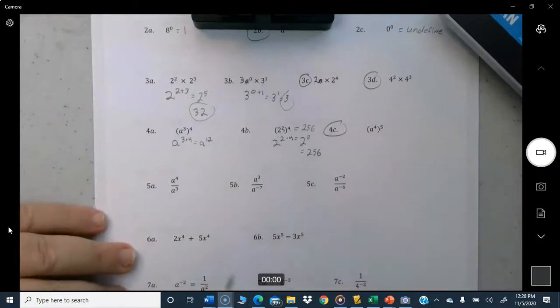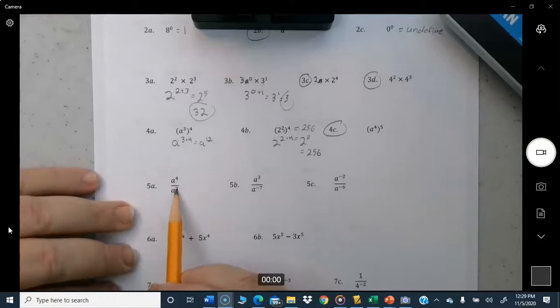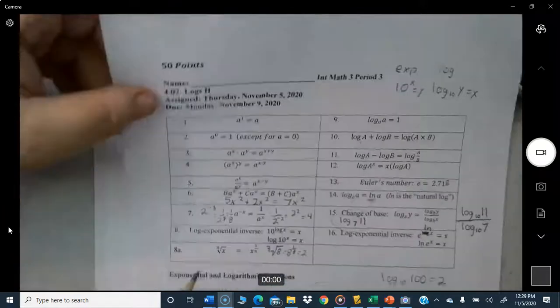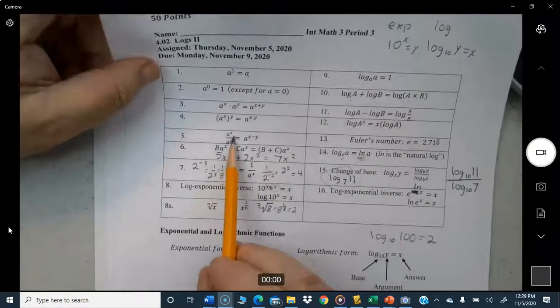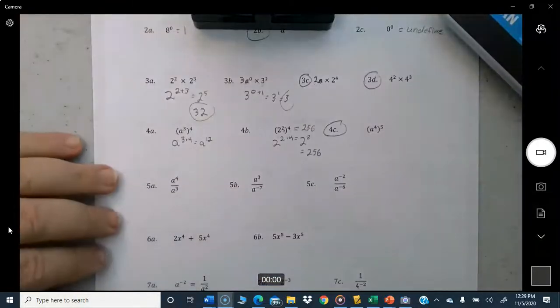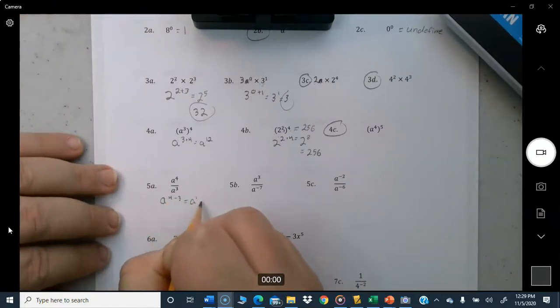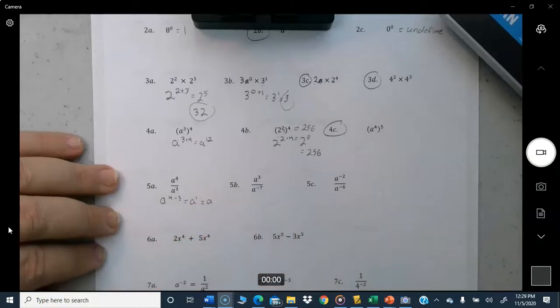Okay, I'm going to leave number 4C for you to do. Okay, next up. A to the 4 over a to the 3. So anytime you have a division, a to the x over a to the y is a to the x minus y. So this one is going to be a to the 4 minus 3, which is a to the 1, which is a. All right.